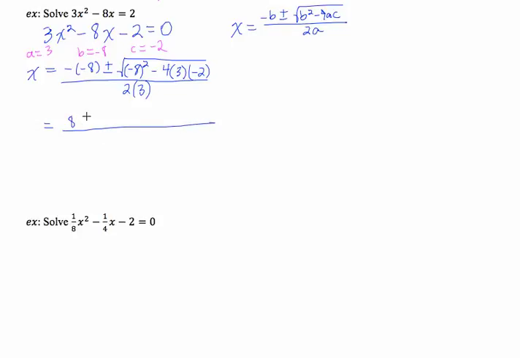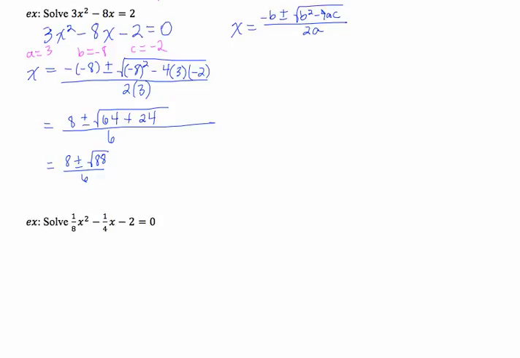So that negative 8 is positive 8 plus or minus the square root of negative 8 all squared is 64. Then we have a negative times a negative, so it's going to be a positive. 4 times 3 times 2. Well, that's 12 times 2, so 24. That's over 6. 64 plus 24 is 88. So we end up with 8 plus or minus the square root of 88 over 6.